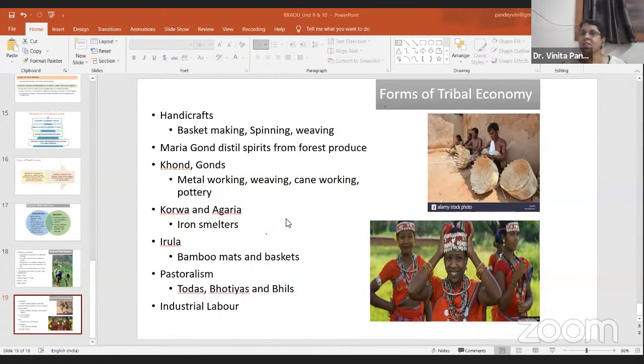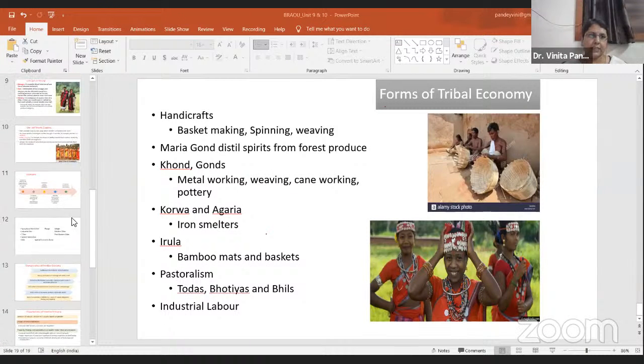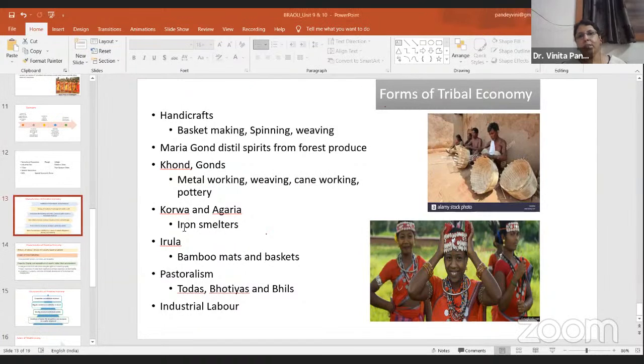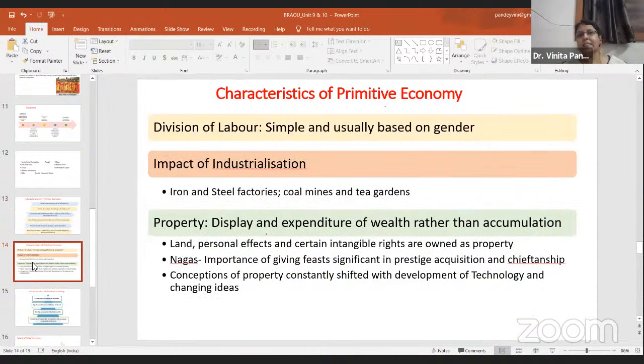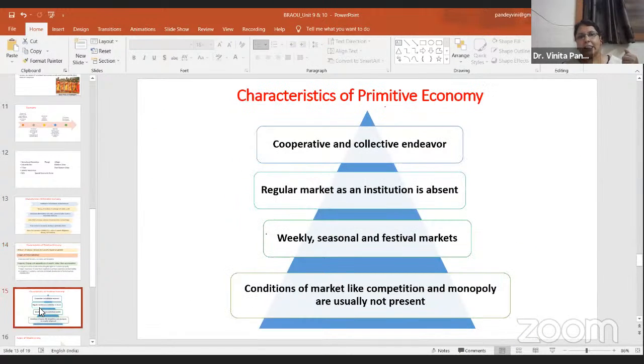One is characteristics of tribal economy. When you get a question on characteristics of tribal economy, I will take you to that slide, and you can elaborate on all these points. This slide, then this slide, division of labor, impact of industrialization. These 3 slides are talking about characteristics of primitive economy.